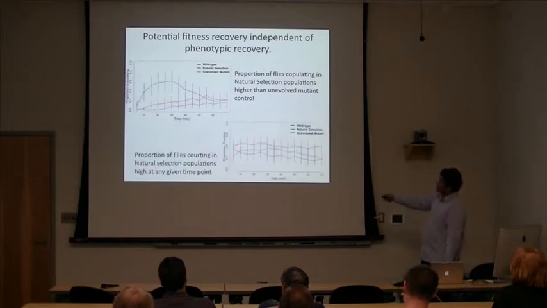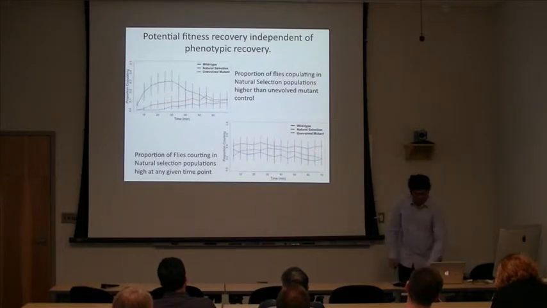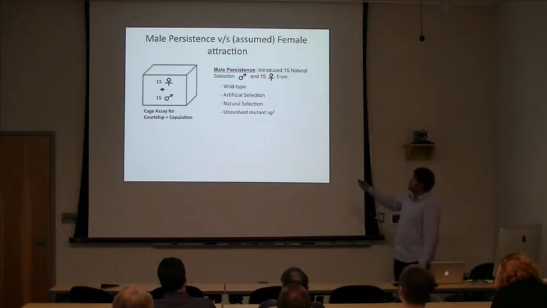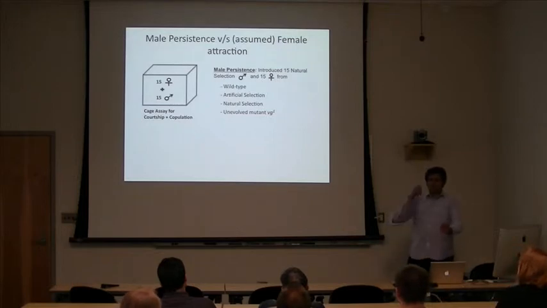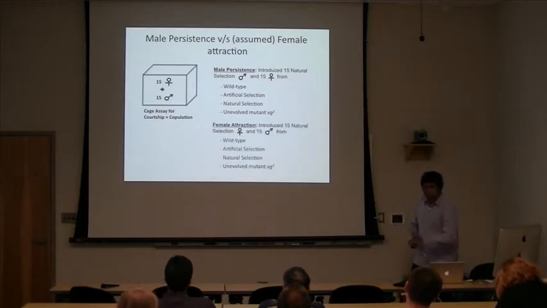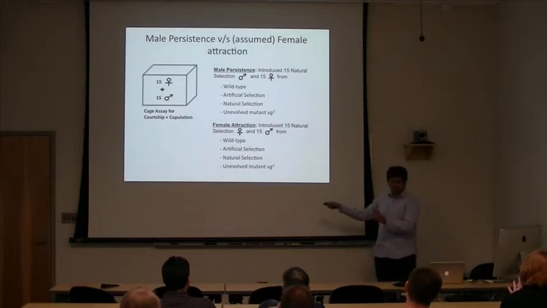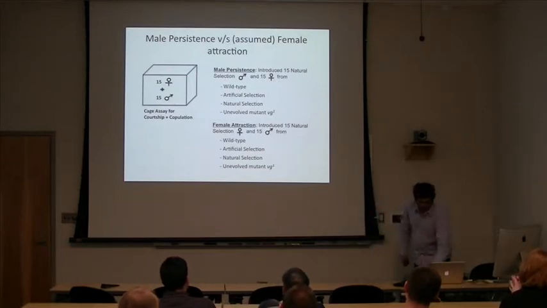And it seems to be that they are courting more vigorously. Probably there is a correlation between that. So they seem to be persistent. So we directly tested for this and looked at, if I gave males from the natural selection population females from all the other populations, how did they respond? Did they change their behavior? Did they modify? And conversely, we did the reciprocal. If we gave females from the natural selection population males from other populations, how did they respond?